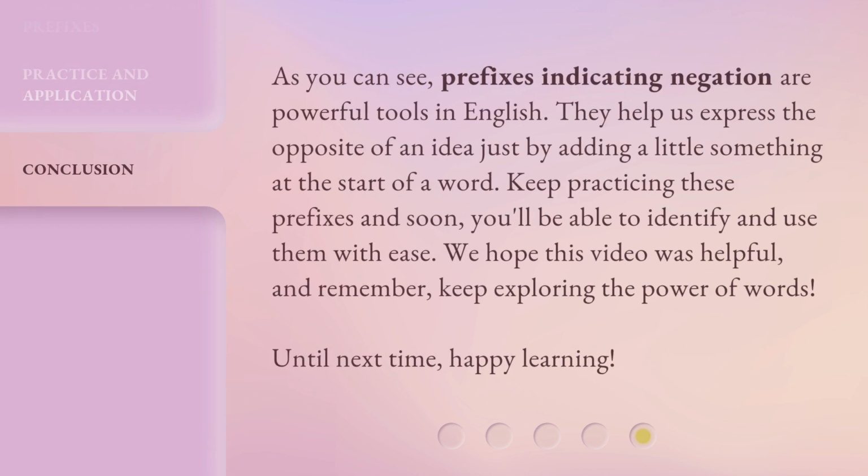As you can see, prefixes indicating negation are powerful tools in English. They help us express the opposite of an idea just by adding a little something at the start of a word. Keep practicing these prefixes and soon, you'll be able to identify and use them with ease.